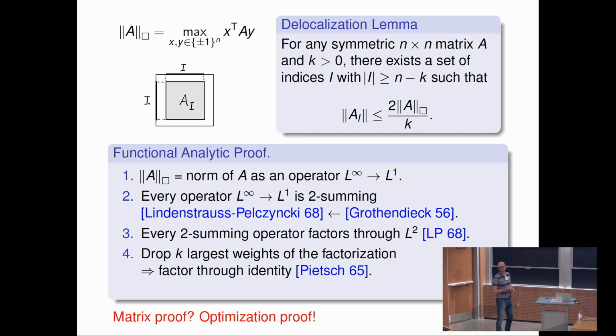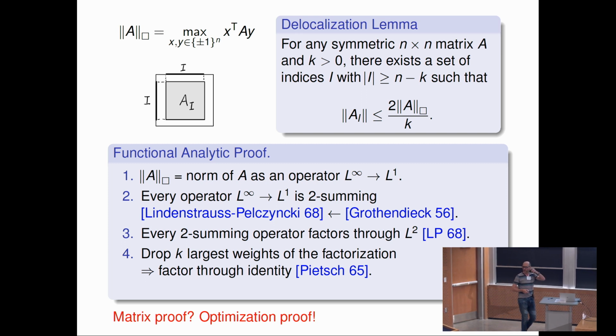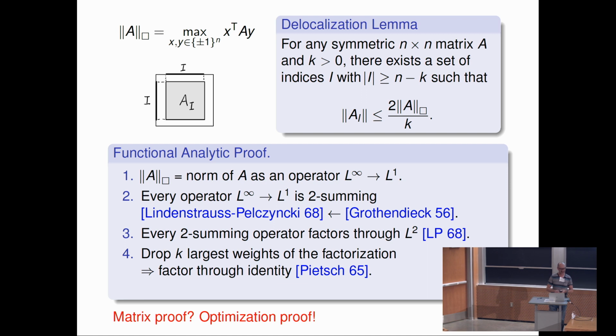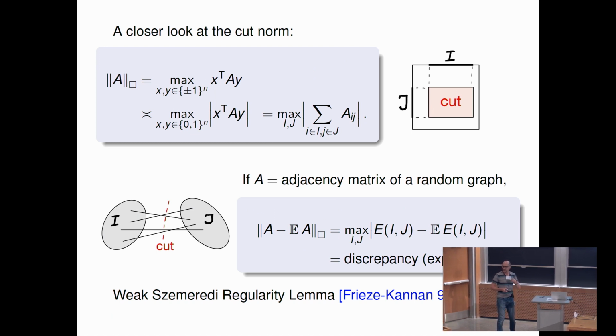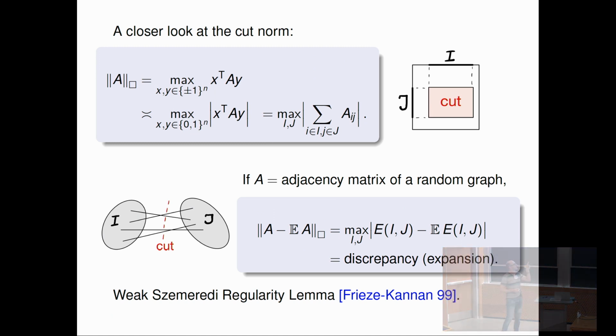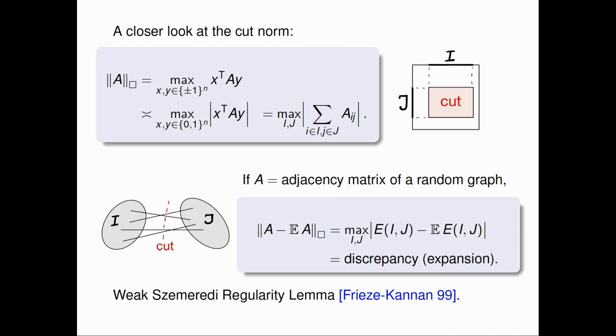But it is a little cheating because what I did is I will basically redo this machinery in the language of optimization, but it becomes more transparent this way and simpler and a better constant too. So before we do the optimization proof, let's just work a little bit with the cut norm and see what it really is giving us.